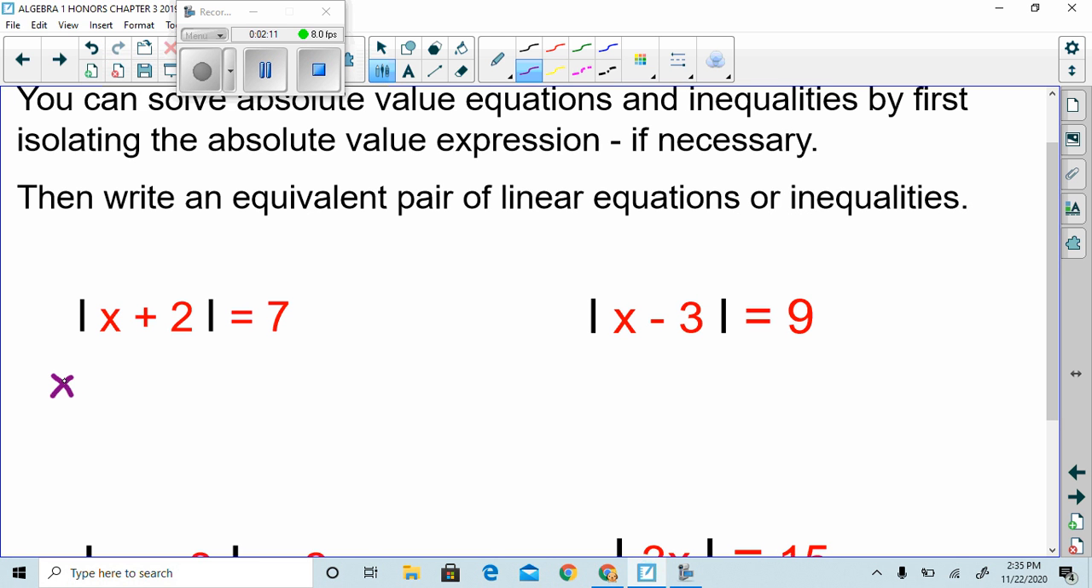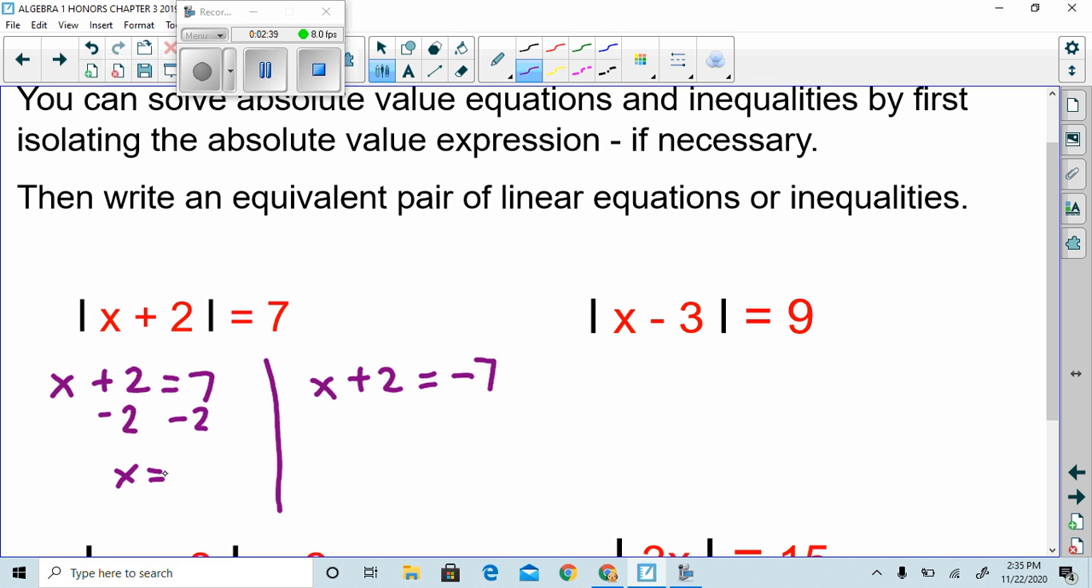We're going to solve x plus 2 is equal to 7, because what fits in here could be 7. And we'll also solve x plus 2, we'll keep that expression, and this time we'll make it equal to negative 7, because again, the absolute value of 7 will be 7, and the absolute value of negative 7 also 7. Solve twice. I get x is equal to 5. Solve again by subtracting 2 on both sides. X is equal to negative 9.